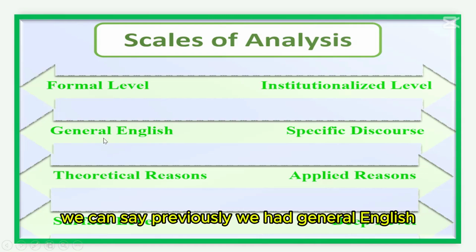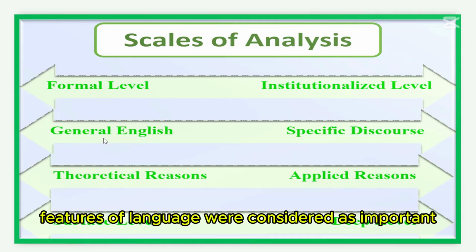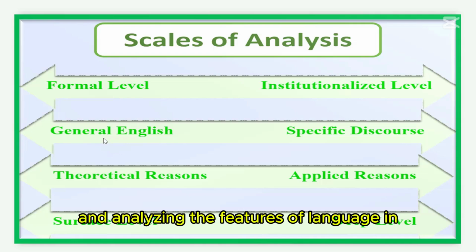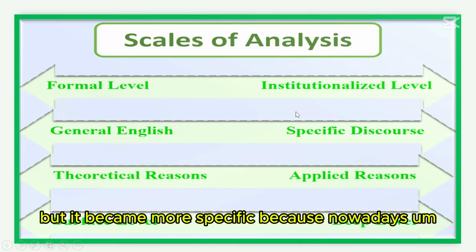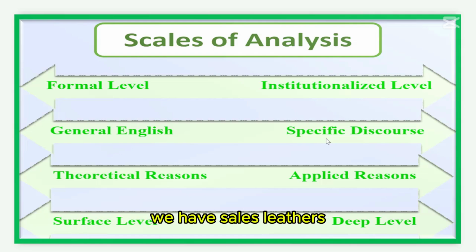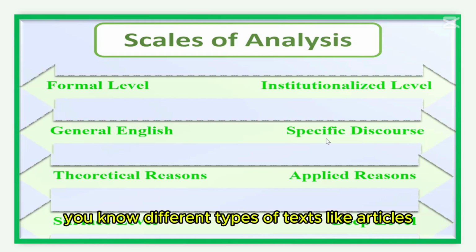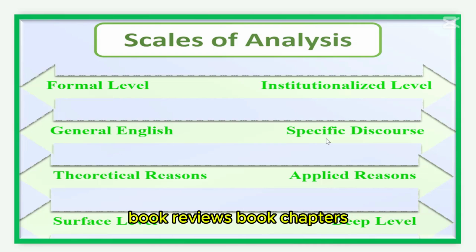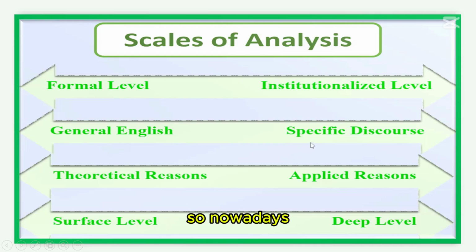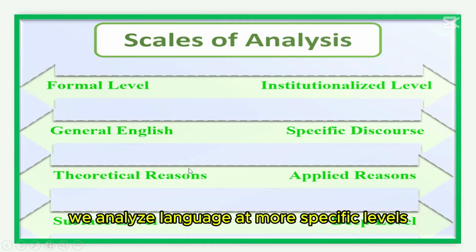We can say previously we had general English because the general features of language were considered as important when we had conversation analysis for everyday language use and analyzing the features of language in everyday language use. But it became more specific because nowadays there are more text types. For example, job applications. We have sales letters. We have conference presentations. We have different types of text like articles, book reviews, book chapters. So the language became more and more specific. So nowadays we analyze language at more specific levels.